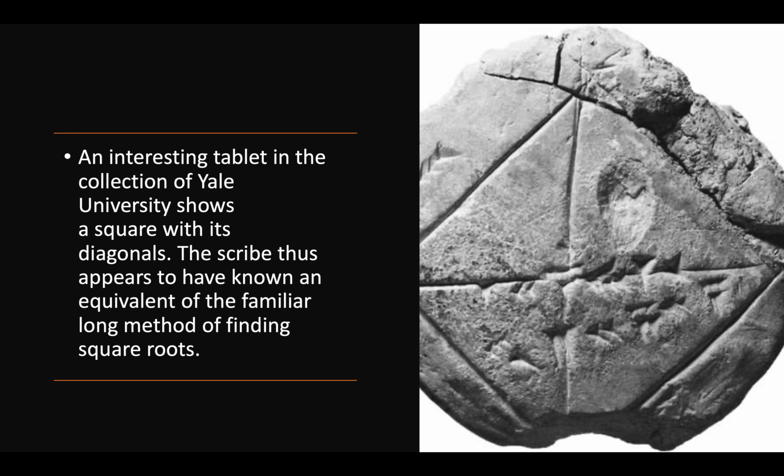This is a picture of an interesting tablet in the collection of Yale University that shows a square with its diagonals. The scribe thus appears to have known an equivalent of a familiar long method of finding square roots. Here is a picture attached on the right hand side of that particular tablet.